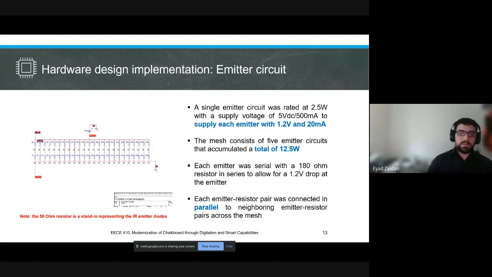The emitter circuit was developed by achieving 1.2 volts and 20 milliamps in each emitter. By calculating the resistance needed to obtain those values, we got 180 ohms, which was used to drop the voltage from 5 volts to 3.7 volts and feed 1.2 volts and 20 milliamps into each emitter.